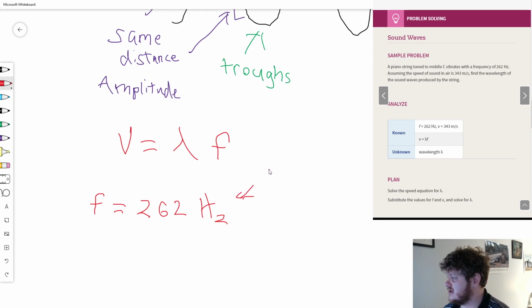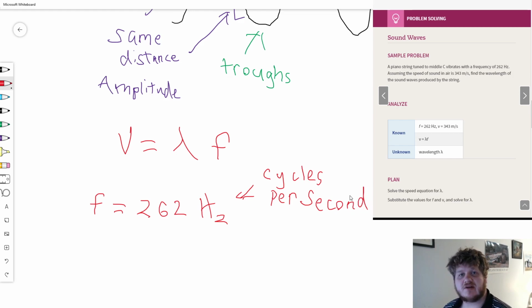It just sort of means cycles per second. Cycles per second is a really weird idea, but if you think about it like you're on a bicycle, each cycle would be one moment where your pedals go all the way around in a circle. That would be one cycle for you. And the number of cycles you do per second would be your frequency.